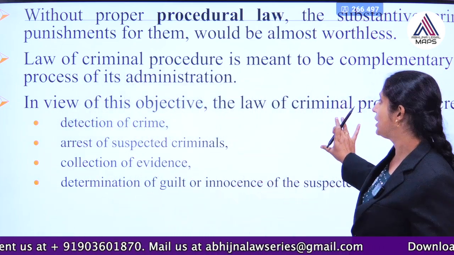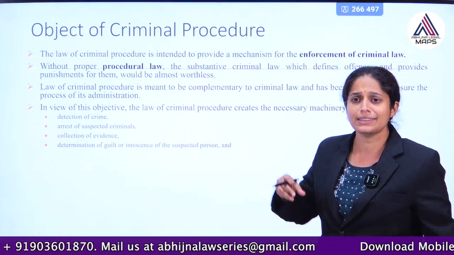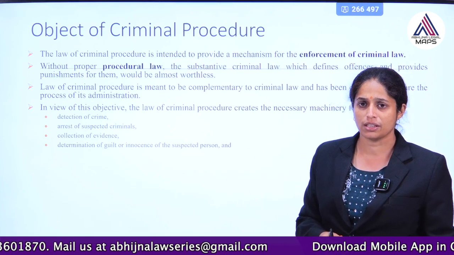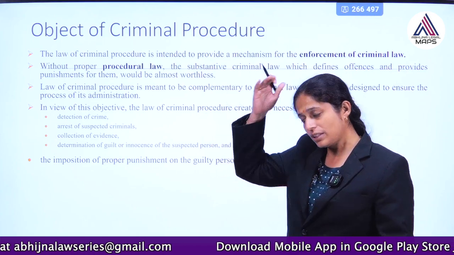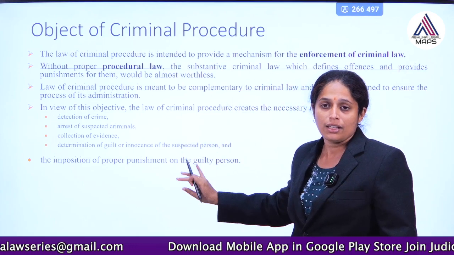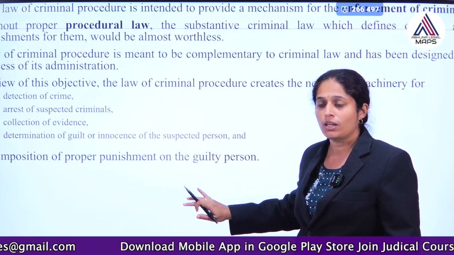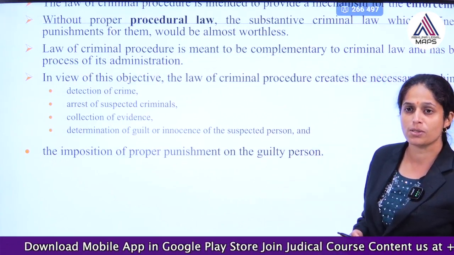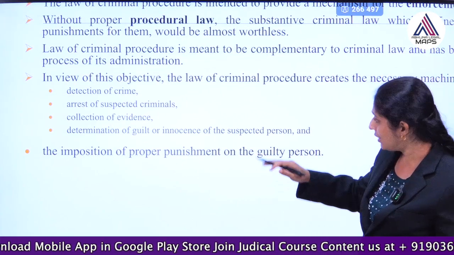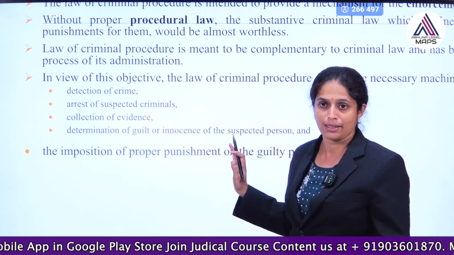But this is the objective of the law of criminal procedure, that is a necessary machinery for such things. Okay. And the next is, after the person has been determined as guilty, there has to be proper punishment, right. There has to be imposition of proper punishment on such person. So, this is very necessary in this case.